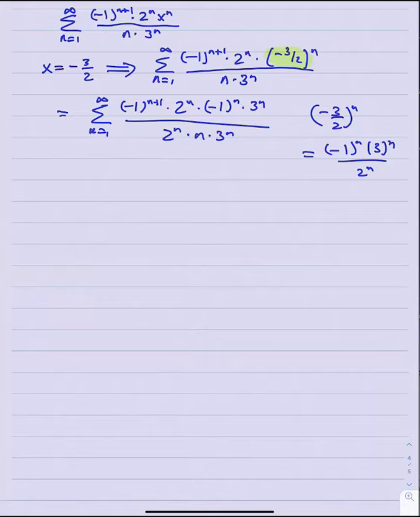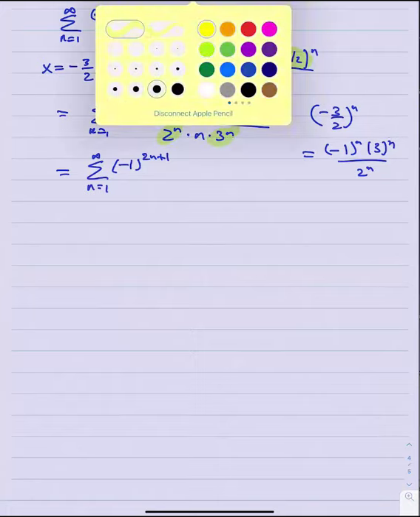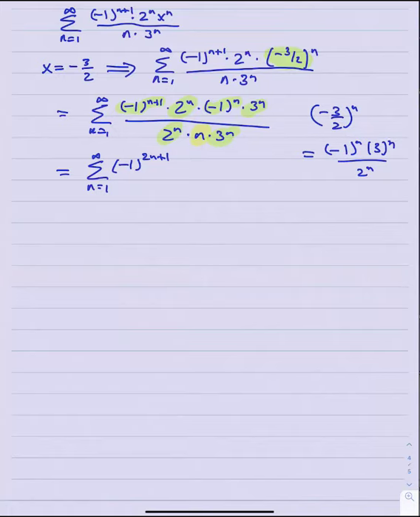Okay, automatically something strange happens here. Since I already had another power of negative 1, when I multiply those two together, I know that I should add the exponents, which means when I combine those two parts, I'm going to get negative 1 to the 2n plus 1. Notice what else happens. The 2 to the n's cancel, the 3 to the n's cancel. And the only other thing that's left is this n down in the bottom.